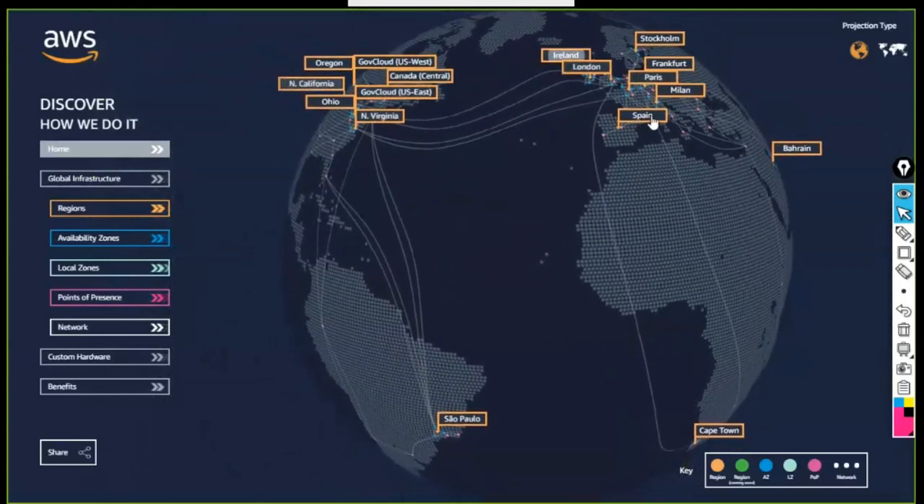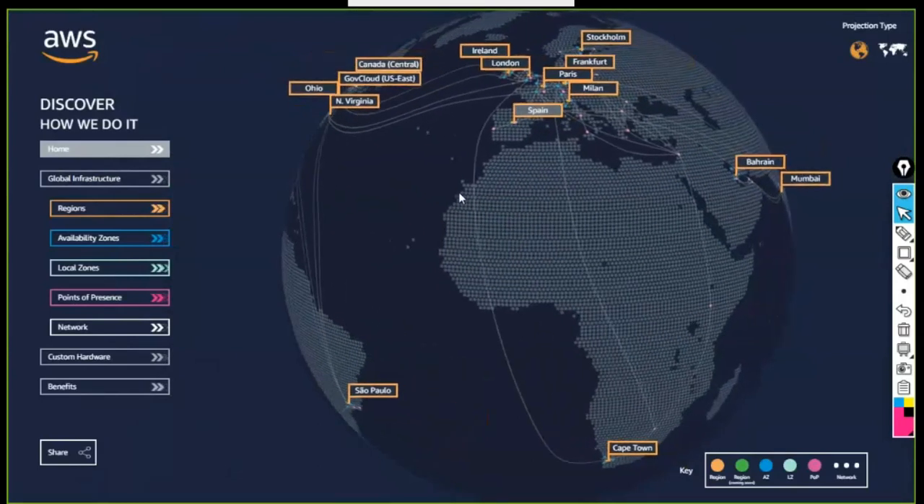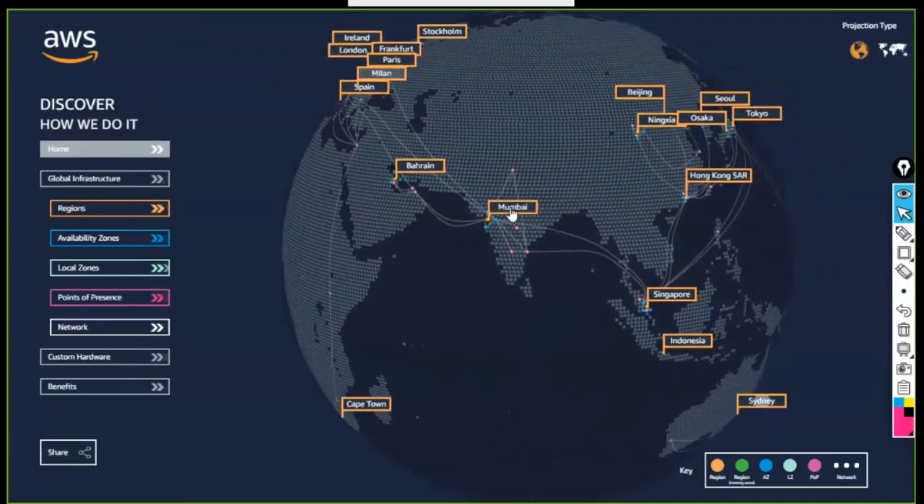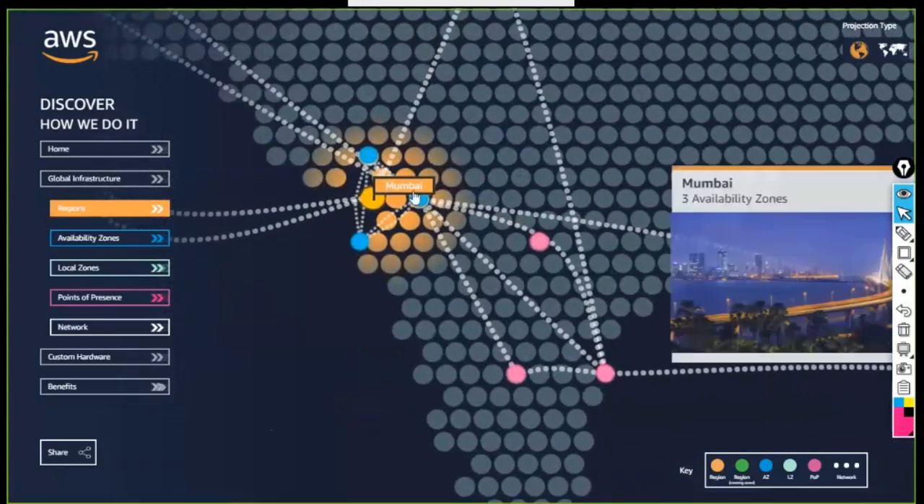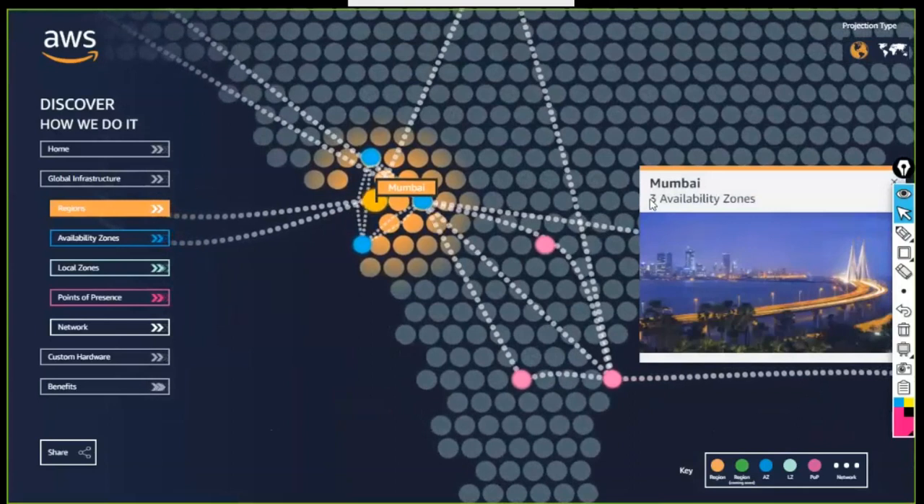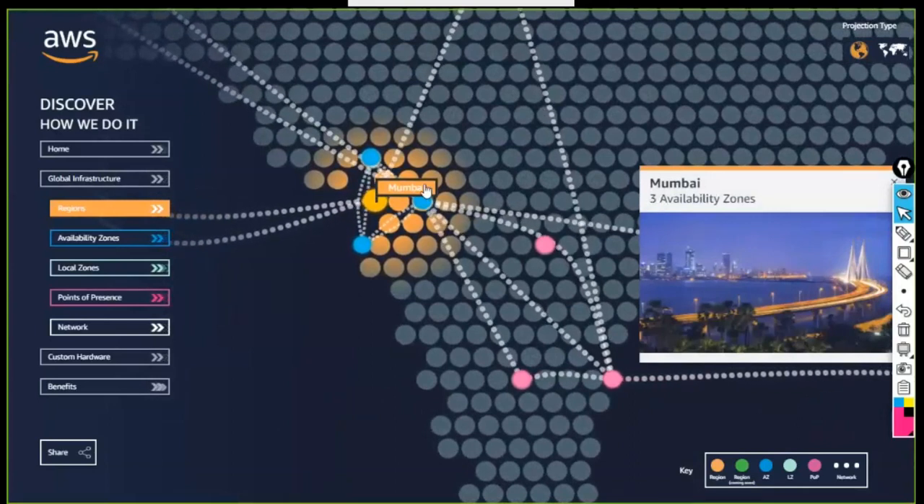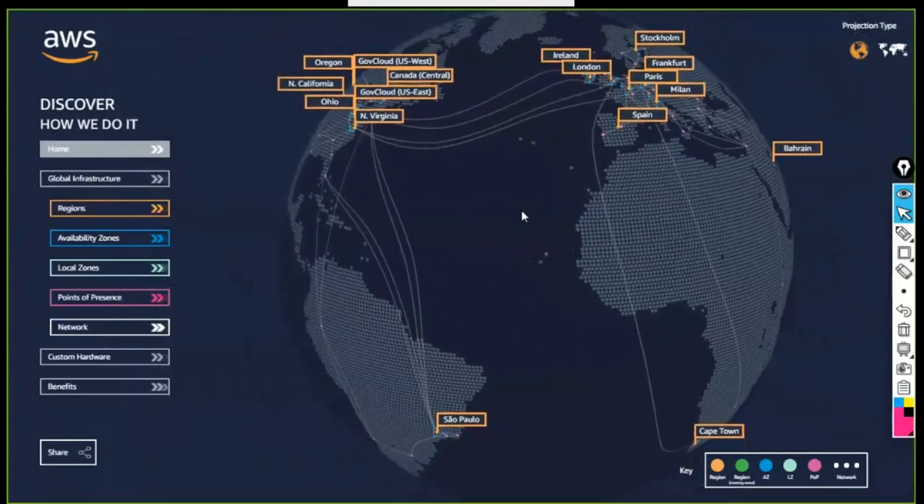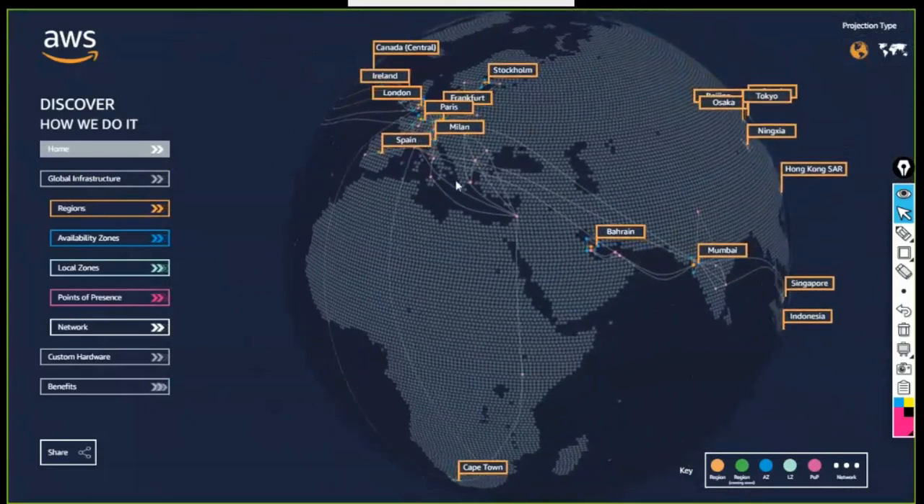So let's take an example here. I'm looking up India. In India, AWS presence is there in Mumbai. If you click Mumbai, this is the region, and this region has 3 availability zones. The maximum number of zones will vary, but 3 is what most of the regions will have as availability zones.